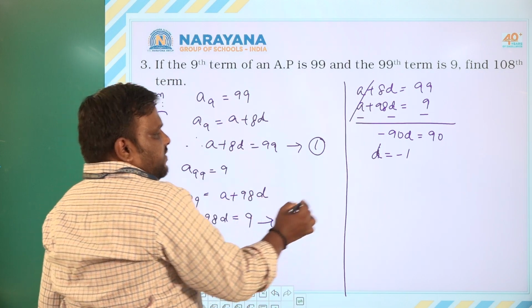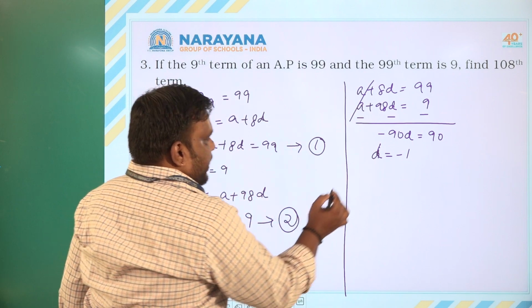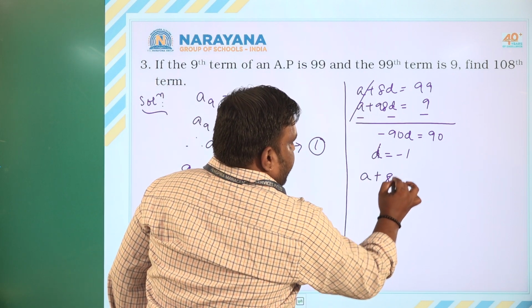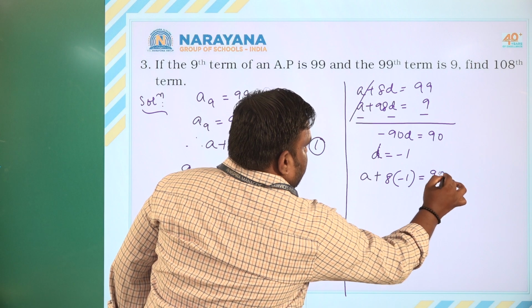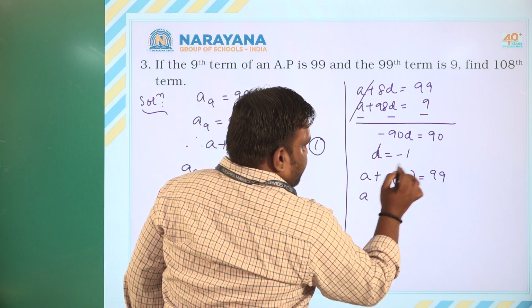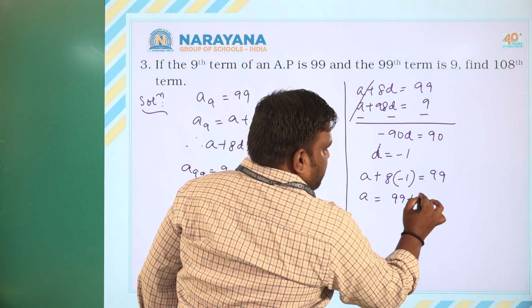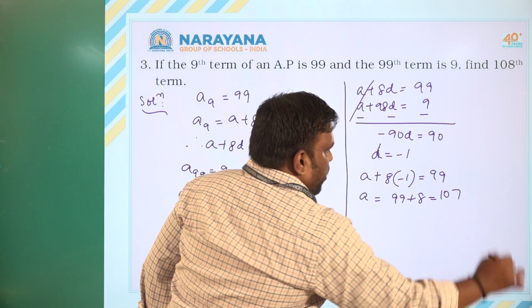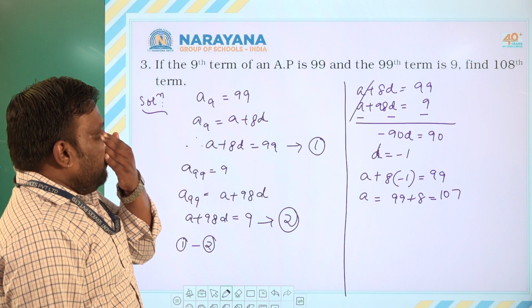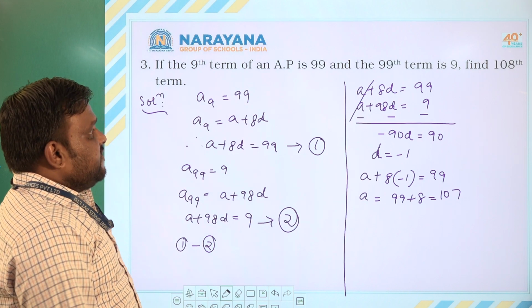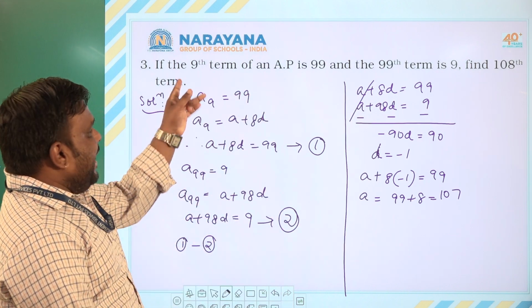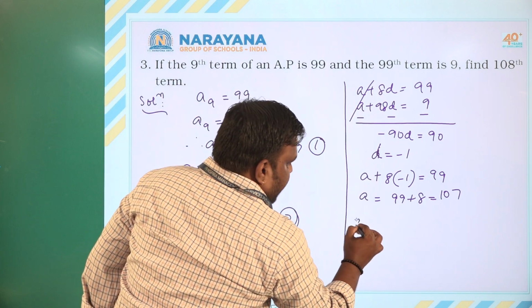When I substitute minus 1 in equation number 1, what will I get? A plus 8 into minus 1 is equal to 99. So A is equal to 99, minus 8 goes to that side, becomes plus 8, will be equal to 107. Now you even got the value of A also. Now what is the question asked? You have to find out the 108th term. So how to find out the 108th term?